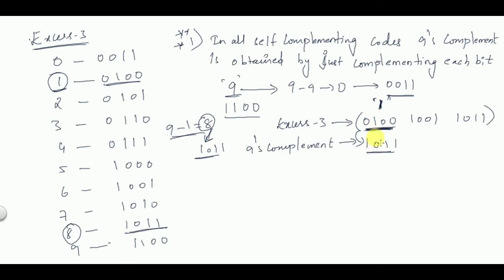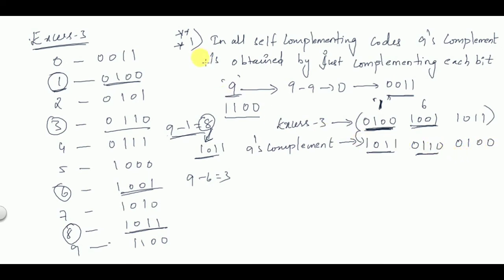If you are given a self-complementing code like XS3 code, 2421 code or 5211 code, and you are asked to find the 9's complement, you just have to complement each bit. Here also, 1001 has a decimal value of 6, so its 9's complement is 9 minus 6, which is 3. For 3, the XS3 code is 0110, or just by complementing you get the same result. Similarly, here it will be 0100.